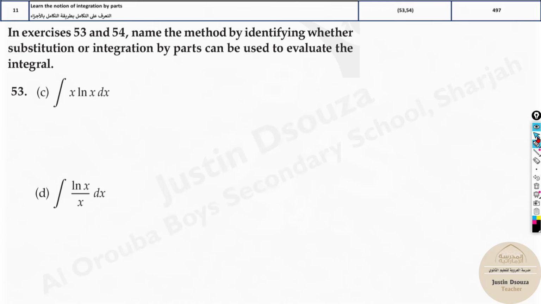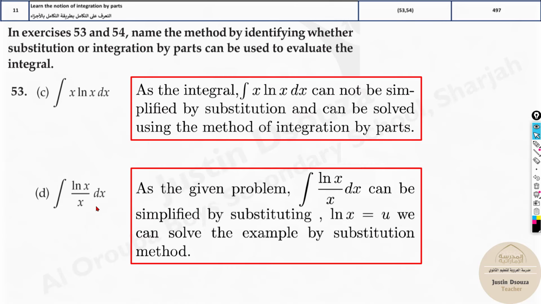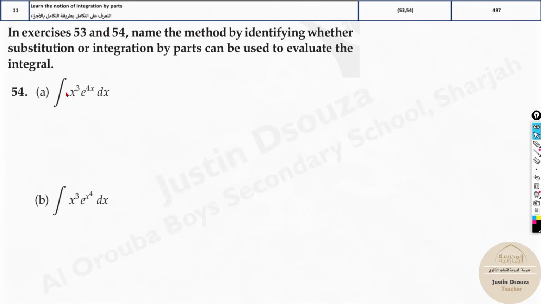We are not going to solve the values. We are just telling what type of integration we are using. This is integration by parts, and this one can be done by u substitution, where natural logarithm x is u. Similarly, I hope you can try this by yourselves.